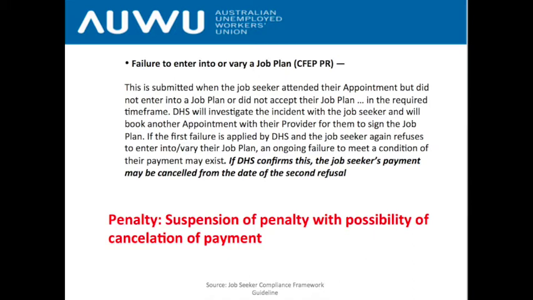failing to enter into the job plan, and they apply the first failure, and the job seeker again refuses to enter into or vary their job plan, an ongoing failure to meet a condition of their payment may exist. And what happens then, if DHS then confirms that on that second refusal, then the job seeker's payment may be cancelled from the date of that second refusal. So this is quite a complicated one because there's a few different interpretations about when that second refusal occurs.